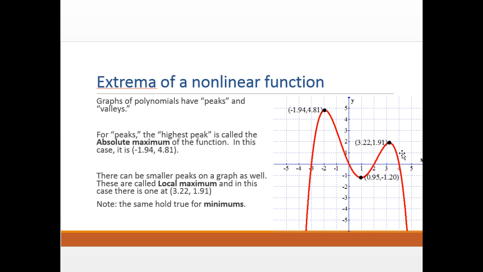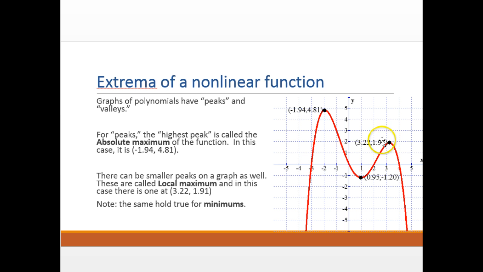We divide our maximums into two categories. We have what's called an absolute maximum. In other words, that's the highest point on the graph. Notice the way this graph is shaped. There is the absolute highest point, which occurs over here at negative 1.94 comma 4.81. That's the absolute highest point.